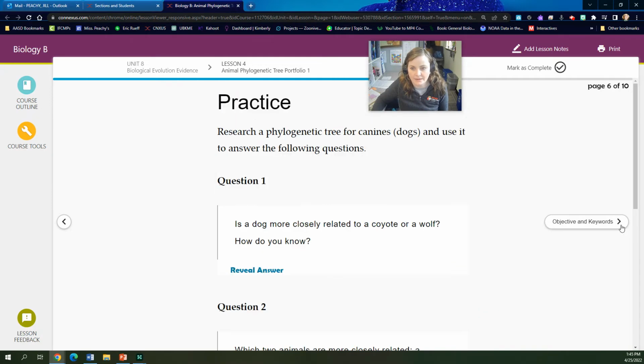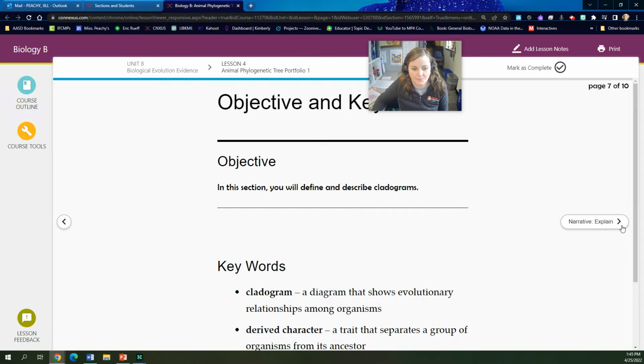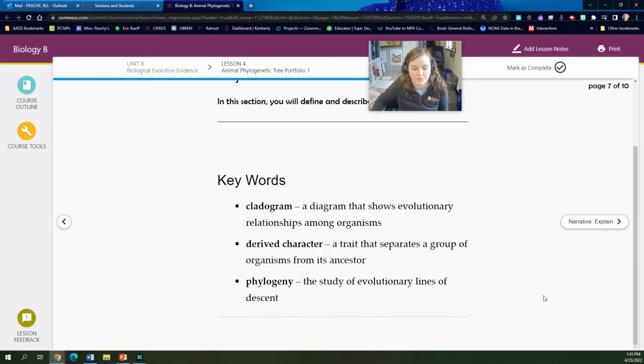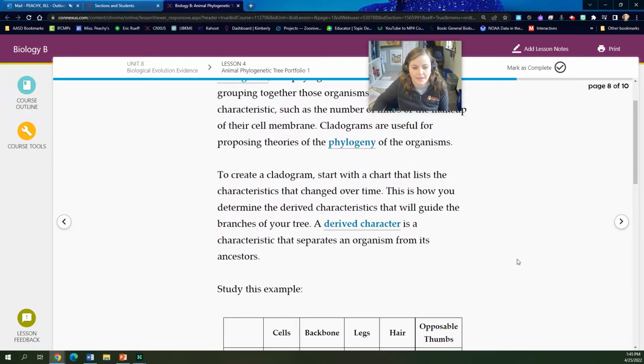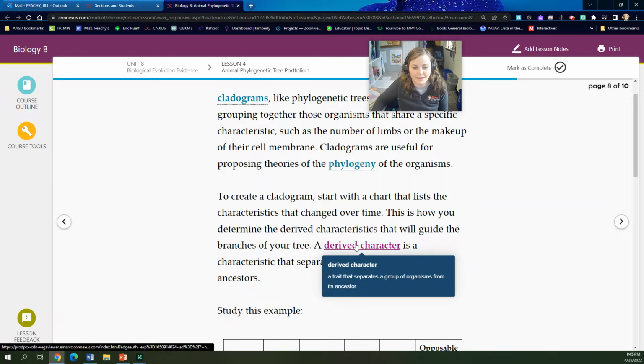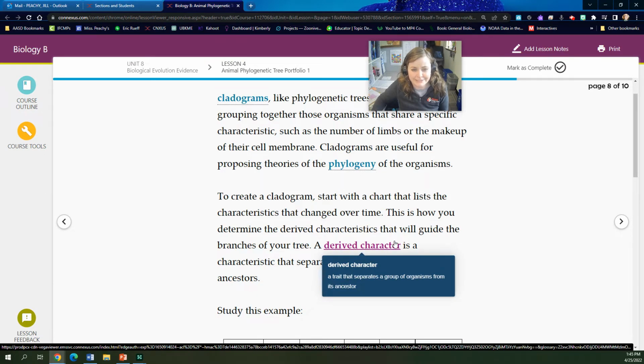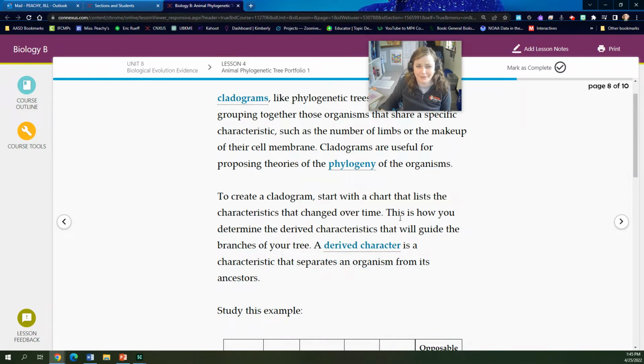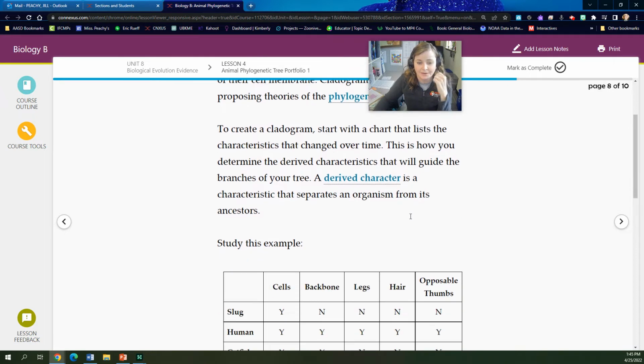Okay, just moving on to the second part of this lesson, we have cladogram, derived character, and phylogeny. And it talks about a derived character. I have read it as a derived characteristic. It is a characteristic, so I don't know why they're calling it a derived character unless I made a mistake on that. But essentially, it's a trait that separates an organism from its ancestors. It's something that an organism has that the ancestors don't have.